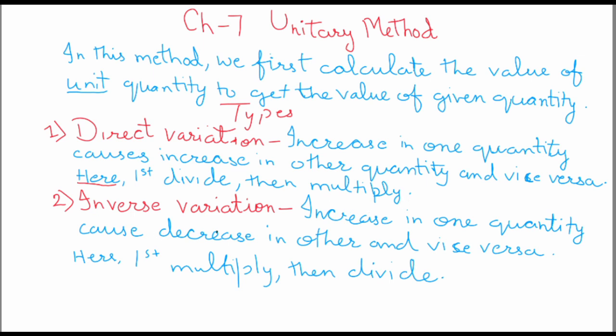But in inverse variation, what happens? An increase in one quantity causes a decrease in the other quantity. That means if one quantity is increasing, the other is decreasing. And if one quantity is decreasing, then the other one is increasing. So here what method are we using? Firstly, we multiply to find out the unit quantity, and then for the given quantity we divide it.